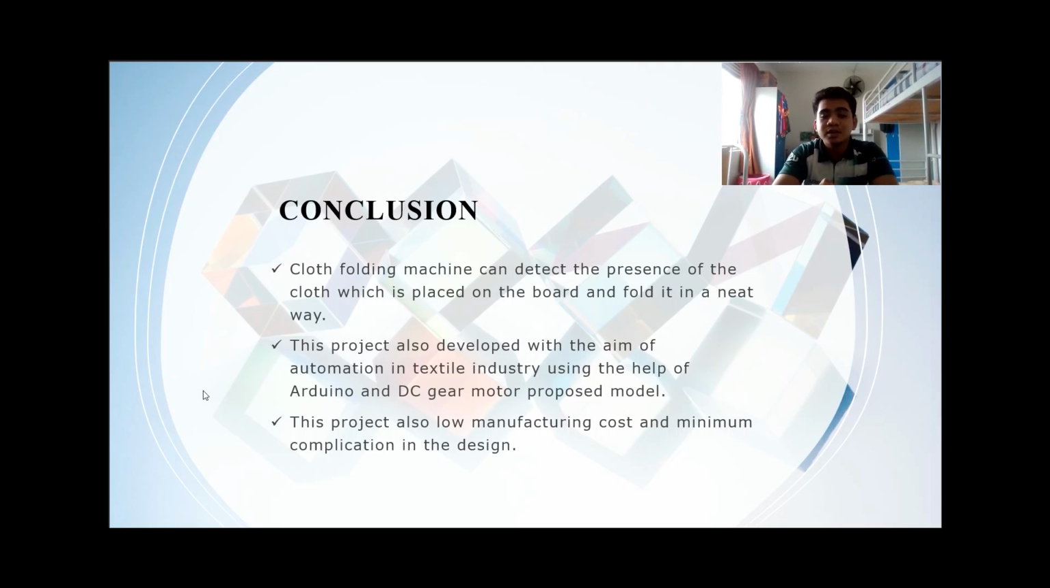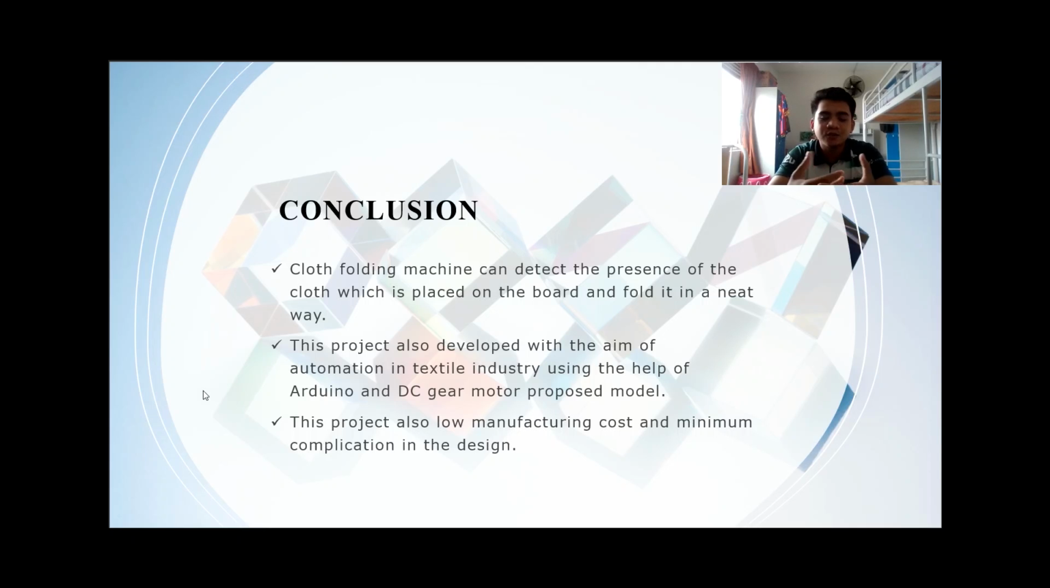The second one is the project has also been developed with the aim of automation in the textile industry using the help of Arduino and DC gear motor in the proposed model. So we are going to use the Arduino and DC gear motor, a cheap way to help the textile industry. The last one is the project also has low manufacturing cost and minimum complication in design.